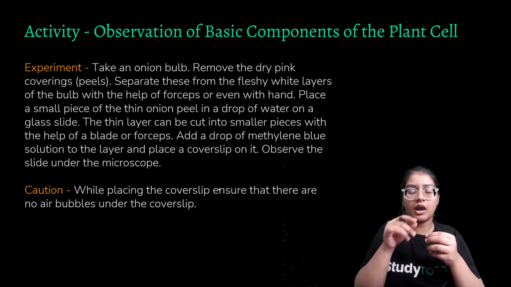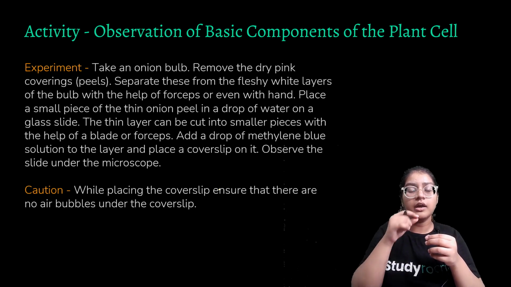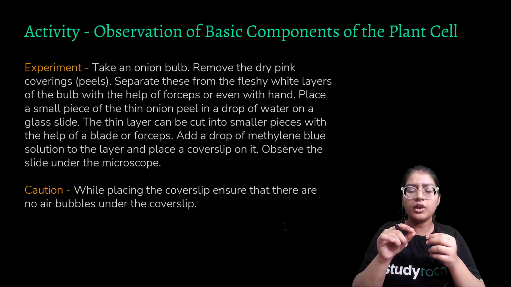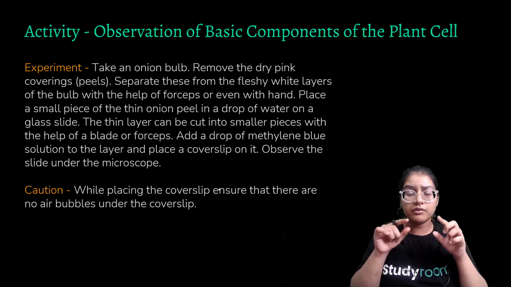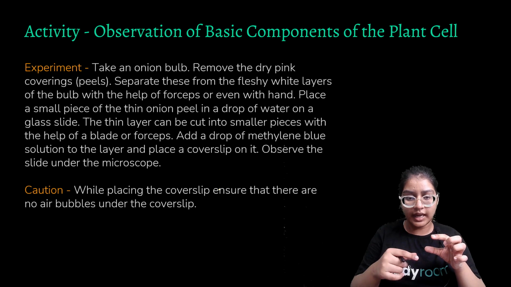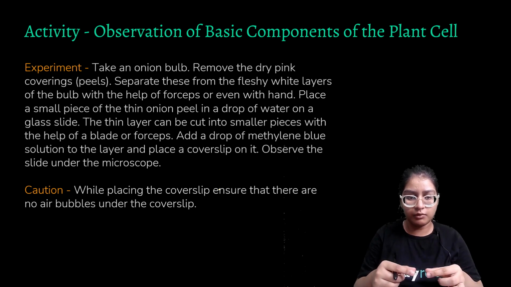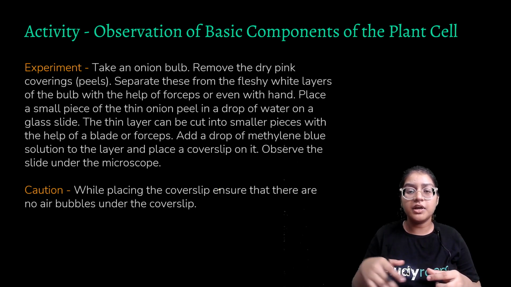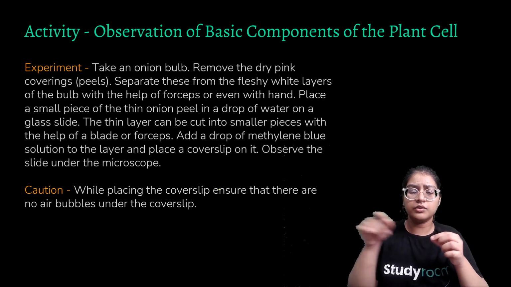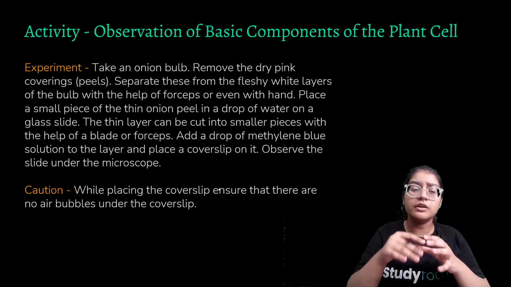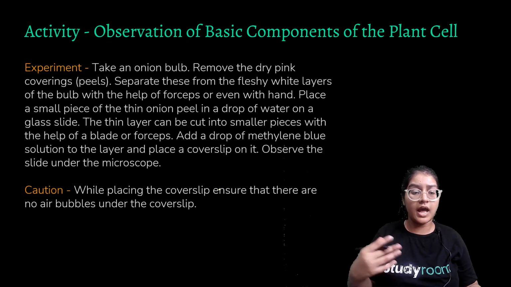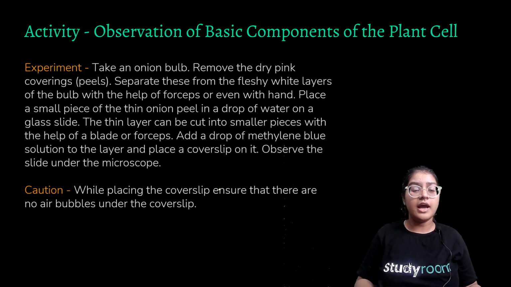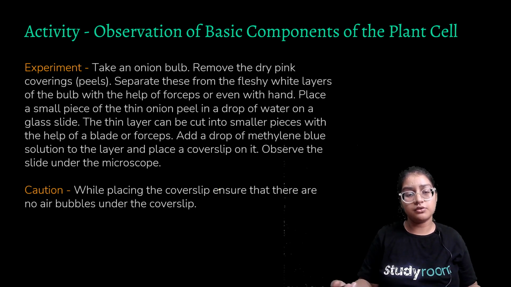You can say chilka in Hindi, a white colored chilka, a small layer, and then you have to observe it under the slide. You have to put a drop of water and observe it. The thin layer can be cut into a smaller part. You can scratch it and make it as small as possible, and observe the slide under the microscope.